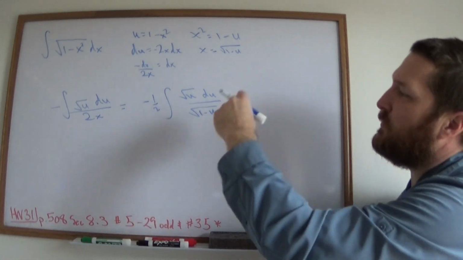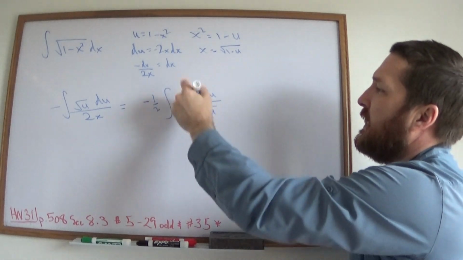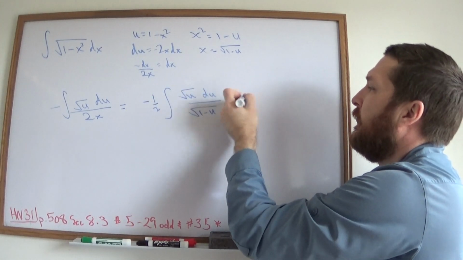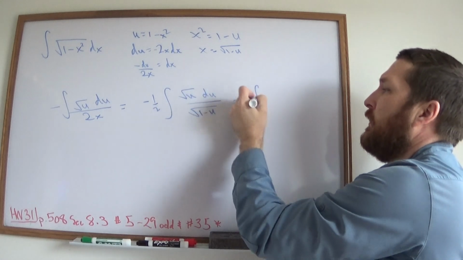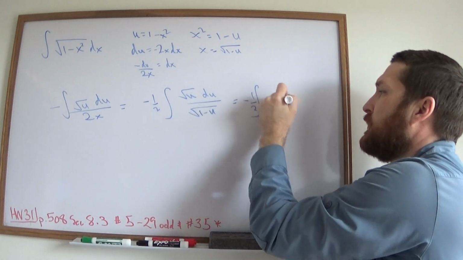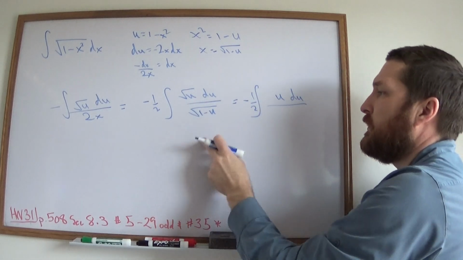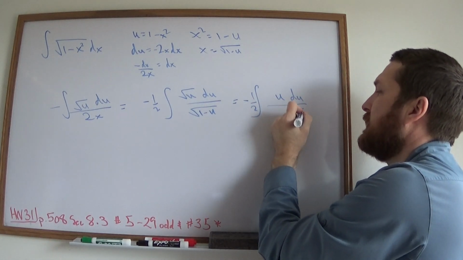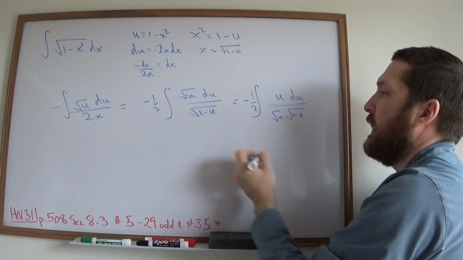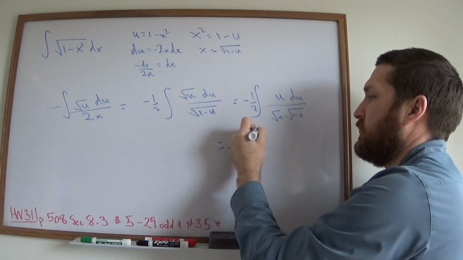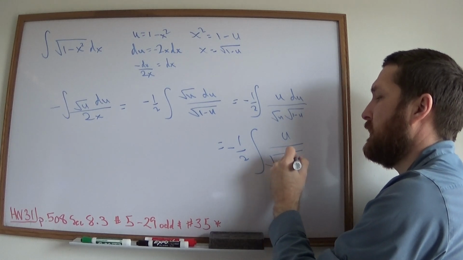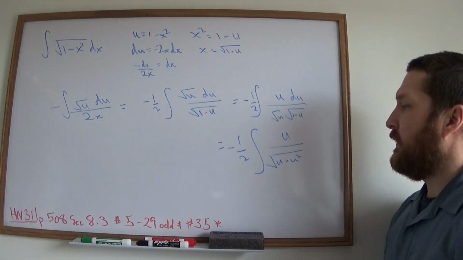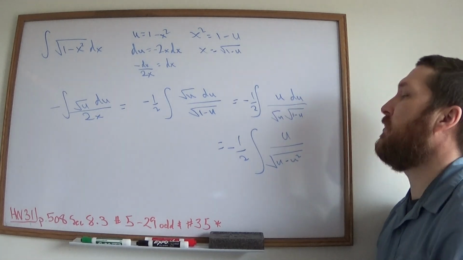I mean, maybe you multiply the top and the bottom by root u. Multiplying the top by root u gives you u. Root u in the bottom gives you this. I guess that's u over root u minus u squared. That seems to have made my life even harder.